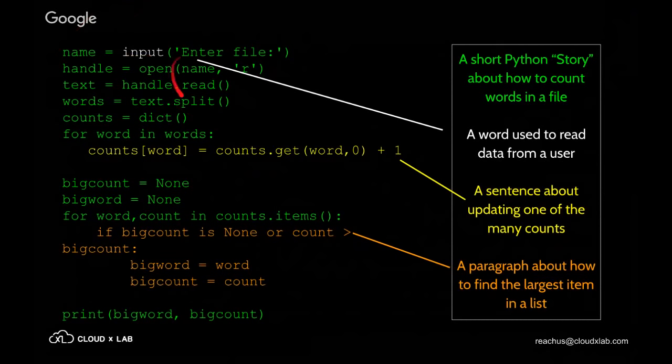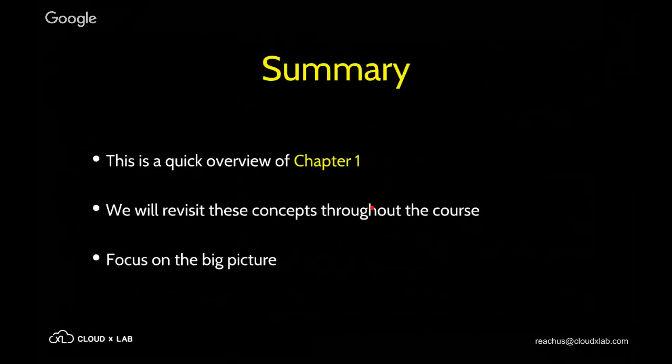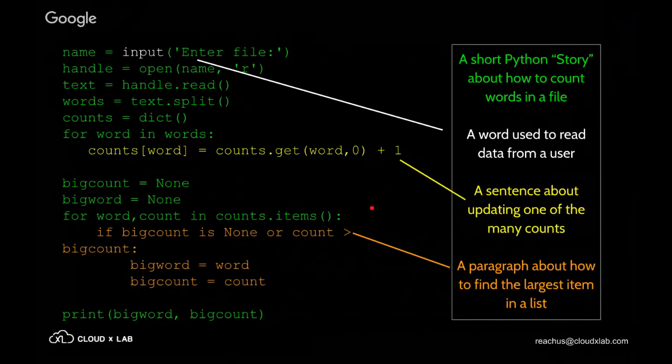Now, here I'll just walk you through. It's a short story about how to count a file. This input word is used to read the data from a user. This one is for reading the name of the file from the user. And there is a sentence about updating one of the many counts and so on. All right. So this was very quick chapter one. Okay.